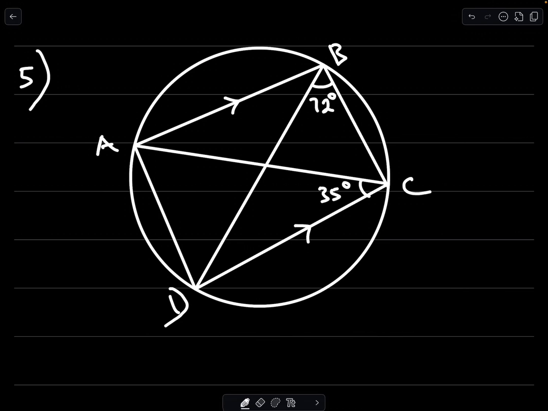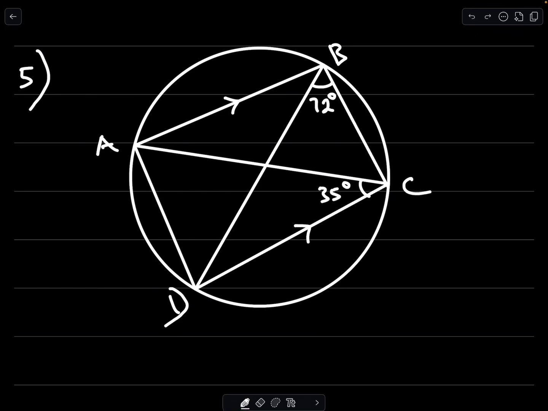This is the diagram. The question says ABCD is a cyclic quadrilateral such that AB is parallel to DC. If angle ACD is 35 degrees, that's this angle, and angle DBC is 72 degrees, that's this angle. Calculate the sizes of the angles of the trapezium. Okay, they said the cyclic quadrilateral is a trapezium. So we want to find its angles. That means we want to find angle A, angle B, angle C, and angle D inside the cyclic quadrilateral.